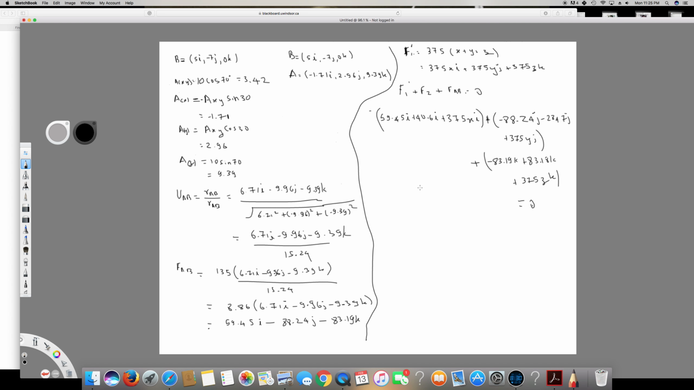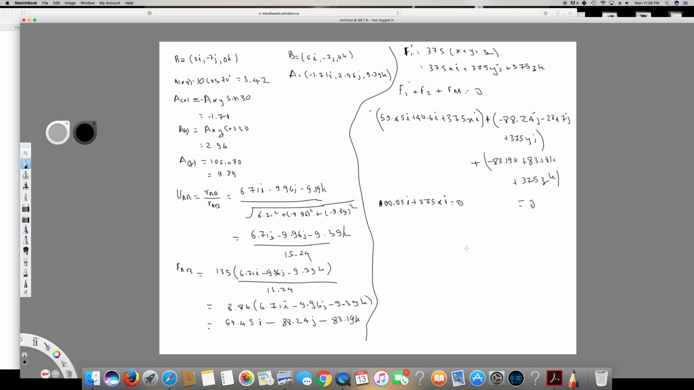So let's find the I components first. 59.45 plus 40.6 plus 40.6 is equal to 100.05. So 100.05 I plus 375x I is equal to 0.